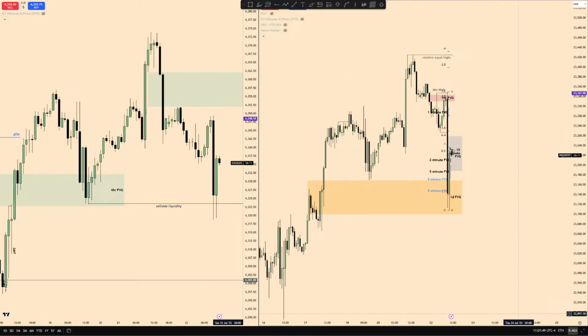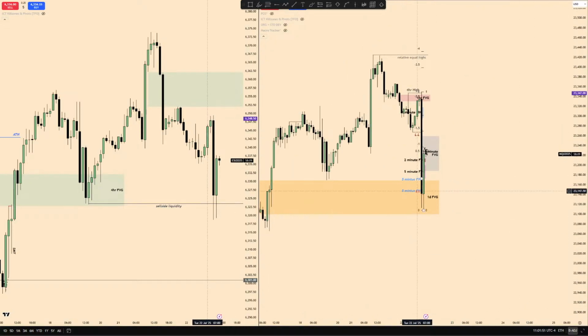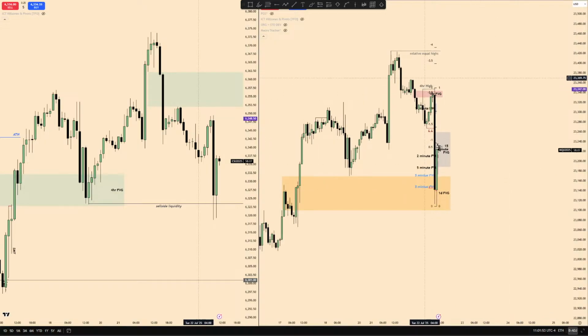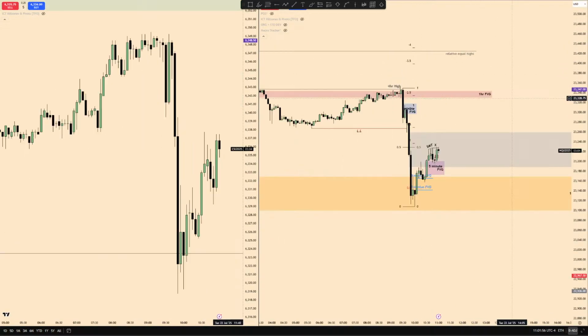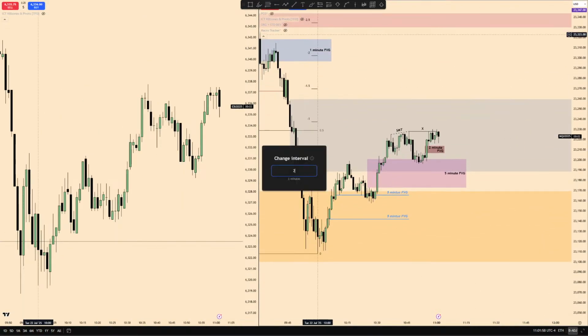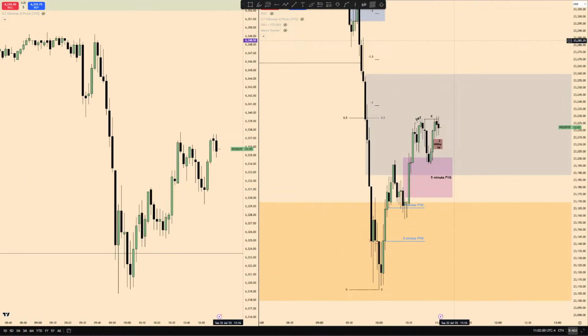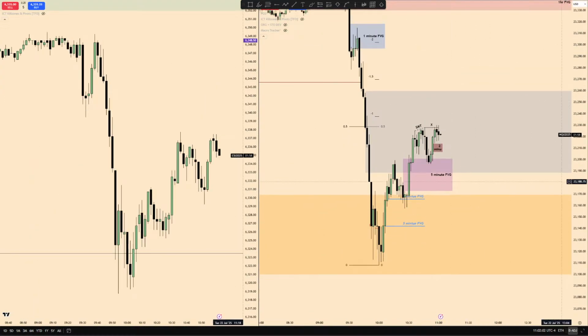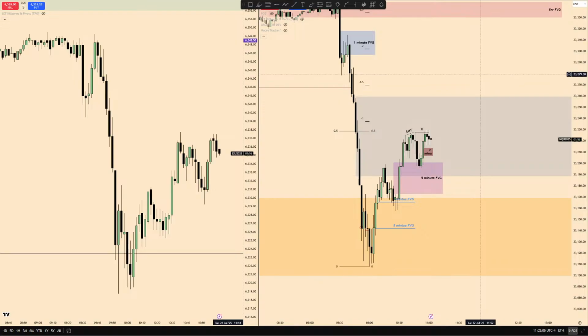Yes, but yeah, that is actually true. It could totally run back up above the relative equal highs, right? Which was the initial bias, but I'd almost prefer if this daily imbalance gets ran and we trade way back down to that weekly.